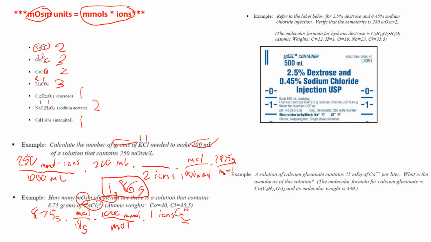So 8.75 divided by 111 times 1000. And you find out that there are 78.83 milliosmoles calcium in this solution. Not too bad. Milliosmoles, similar to milliequivalents, are additive. So basically, we can have more than one thing in a solution that can contribute to its osmolarity. So that's exactly what this problem does.